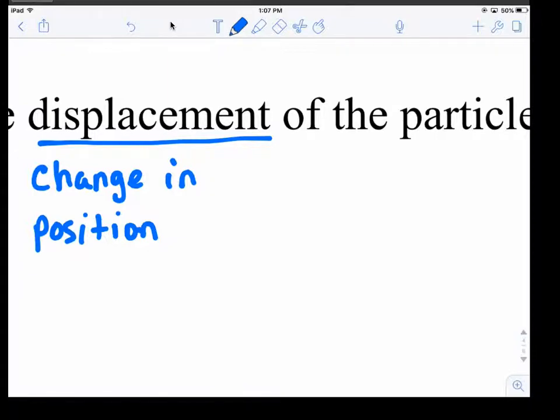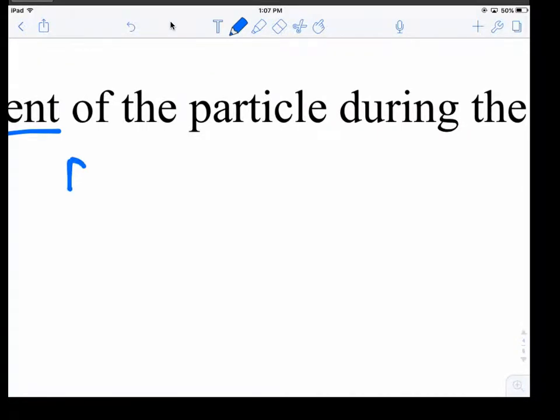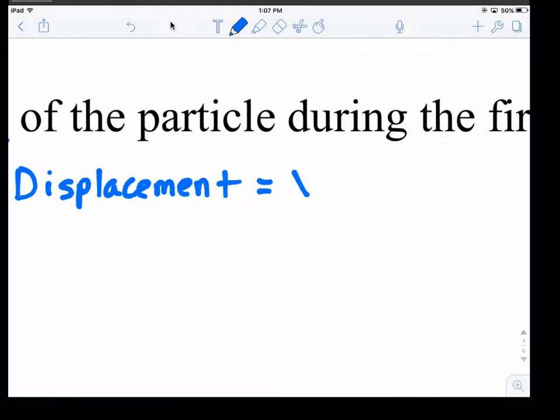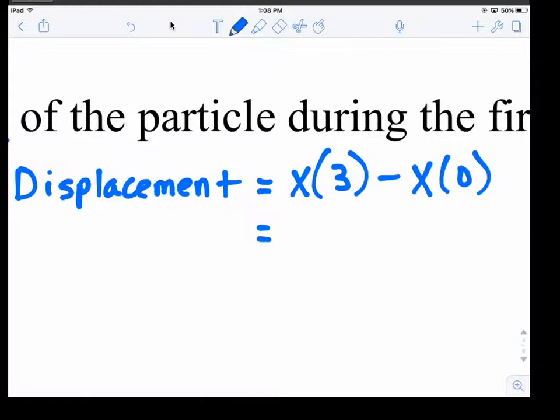All right, so in order to come up with displacement, you just need to figure out where it stopped and then subtract where it started. So this is x of, for the first 3 seconds, I stopped when t equals 3, and then I started at 0. So x of 3 is going to give me what?